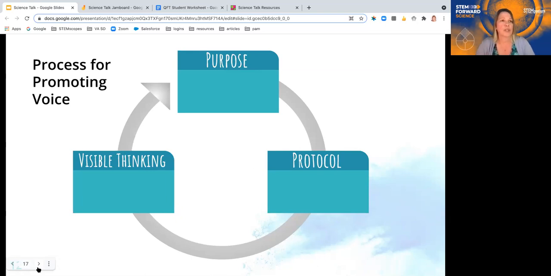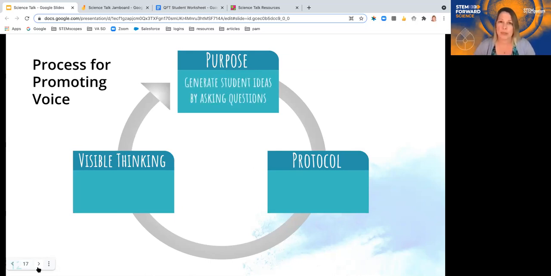For today, we chose a specific purpose for promoting voice. We have a specific protocol that we're going to follow, and we have a way that we're going to have your thinking be visible. But we wanted to first show this generally, knowing that these are really up to you and whatever works best for your classroom or learning environment. This isn't necessarily the only way to walk through this process.